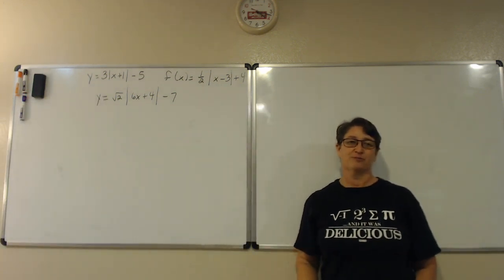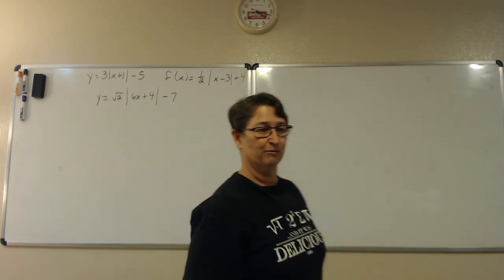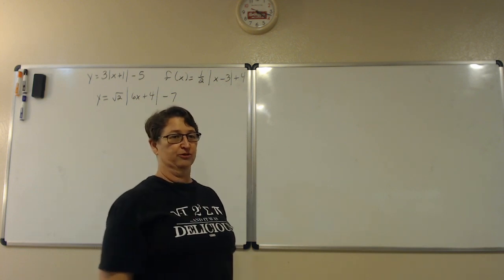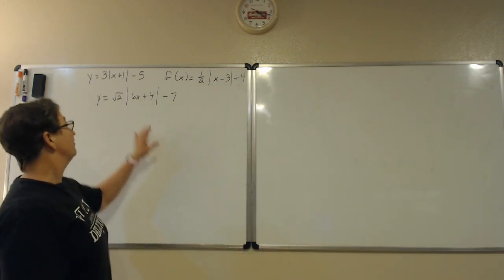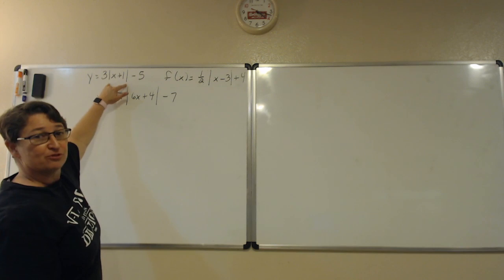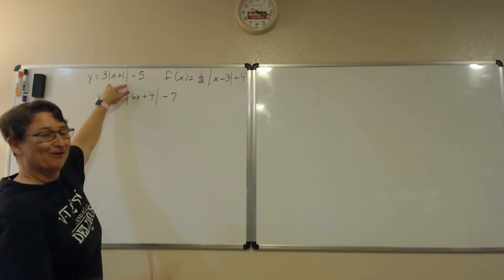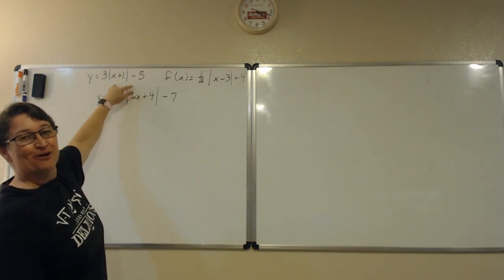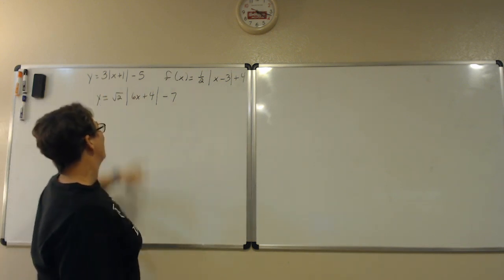Not for all of them, September, but for a lot of them. But not for all of them. Just the ones that their domain is all real numbers. So all of this one is called an absolute value function. Yay, way to go, Austin. Yes. Bonus points for Austin. Way to go. Absolute value function there.